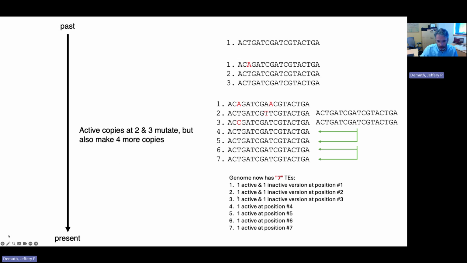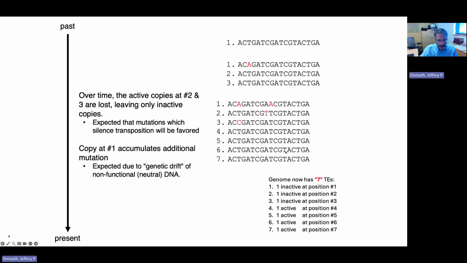I made a little mistake here. Position 1 no longer has an active copy, so there's 1 inactive version at 1, there's an inactive and an active at 2 and 3, and then we've got 4 active copies. So in this example, at this time point, there would be 6 active copies in the genome.